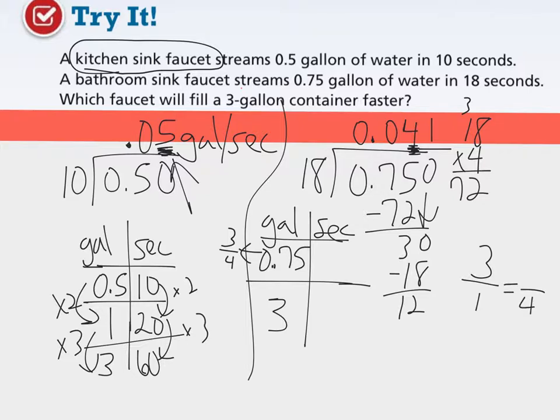Okay, so 3 is like 3/1. How many fourths is that equal to? So we're just finding an equivalent fraction. So 3 is equal to 12/4. Then how do we get from 3/4 to 3? We would need to multiply by 4, because 3/4 is what we have right now.